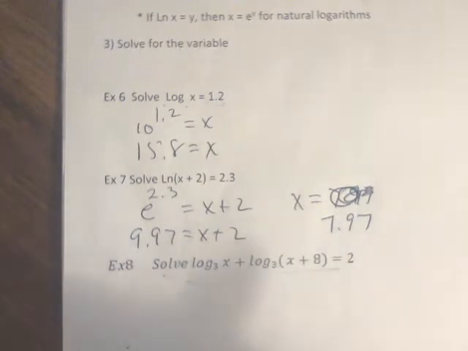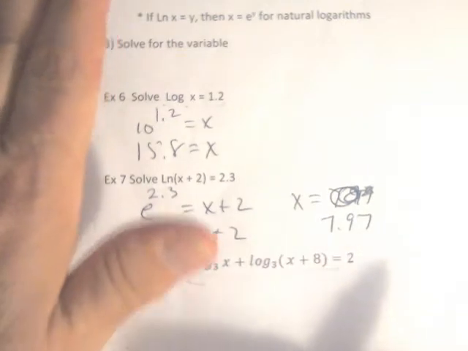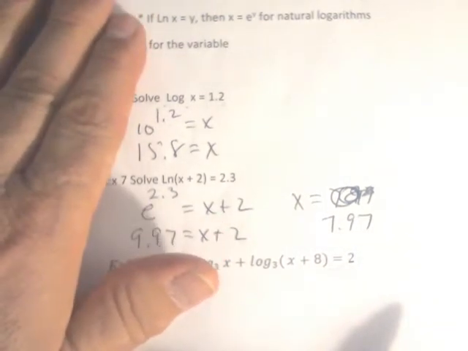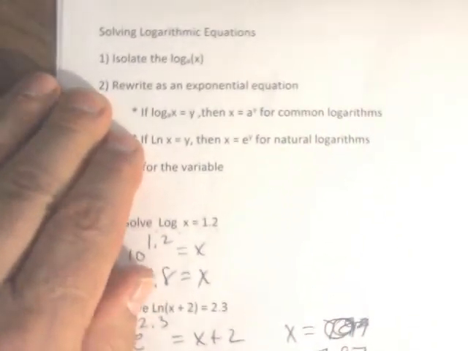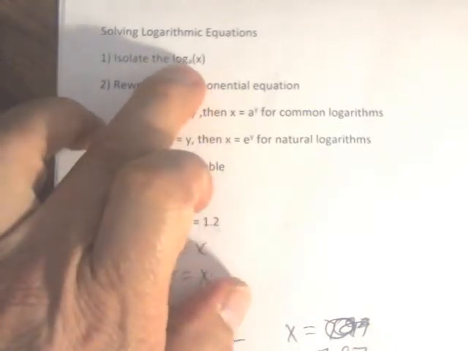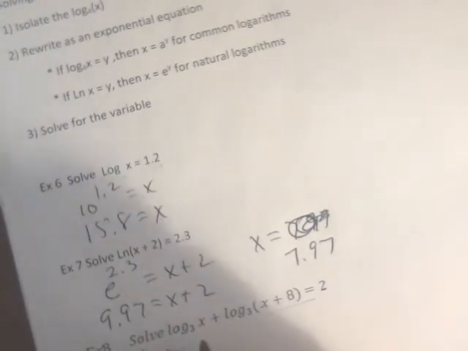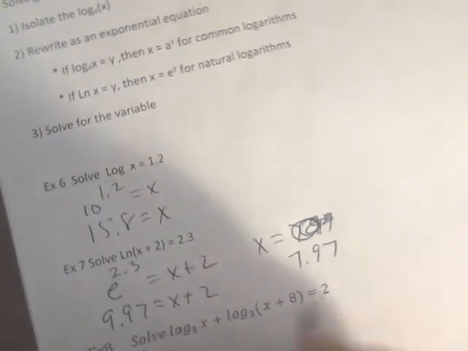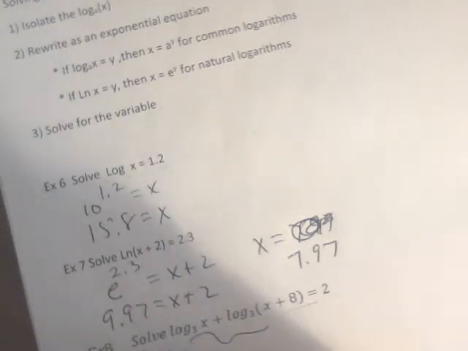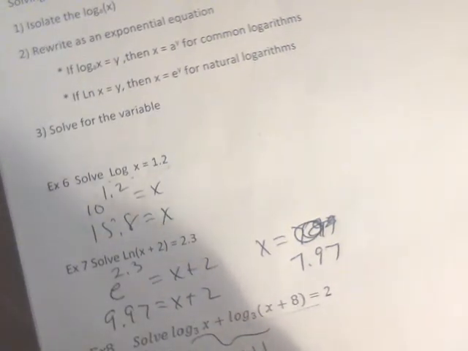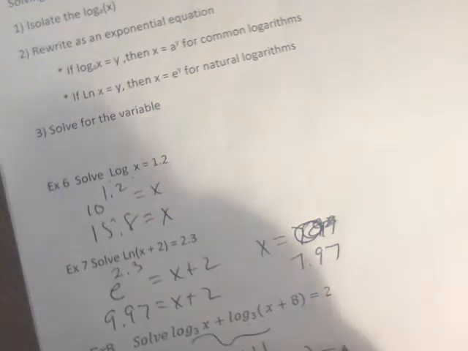Now, these next several examples are going to involve using our laws of logarithms because we have to rewrite our expression until it looks like a single log. It's got to be a single log. So what we have to do for this is to use law 1 on the left side. So using law 1 here, I can make this log base 3 of x times x plus 8 is 2.